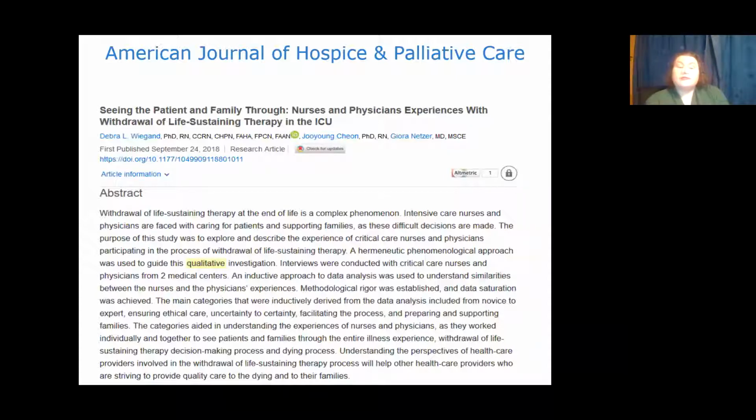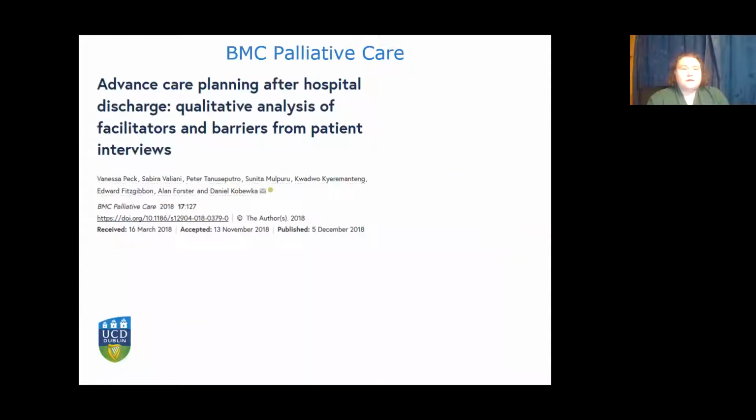I think it's interesting that they don't tell us in the abstract how many participants took part. We know they were drawn from 2 medical centres. And that's something I'm going to pick up on later, some of the expectations around standards for sample size. This is a paper from BMC Palliative Care.